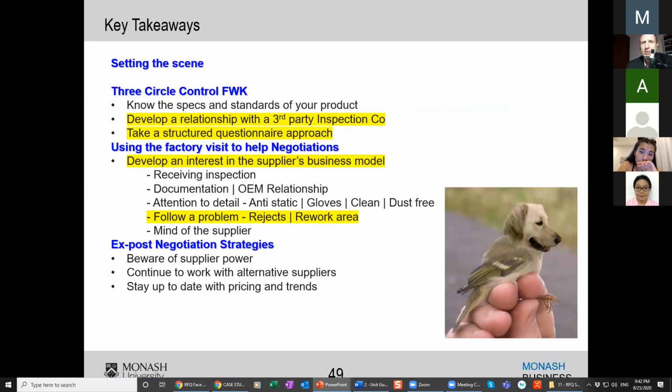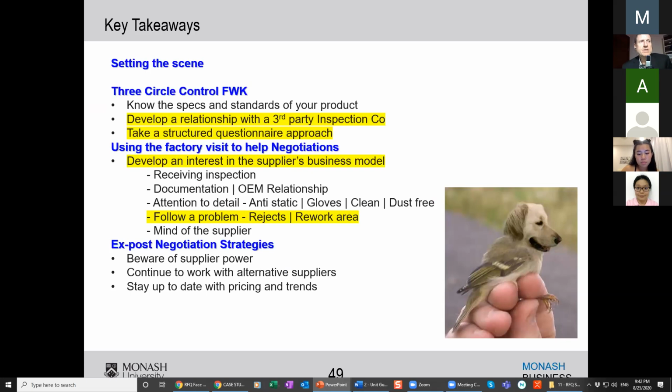Always questioning when visiting the factory. Let's have a look at the reject sheet. Why are these rejects here? Where is the reject happening? And maybe you can help the supplier. Using the factory visit to help negotiation. In other words, developing an interest in the supplier's business model. Knowing how the supplier is making money is very, very critical.